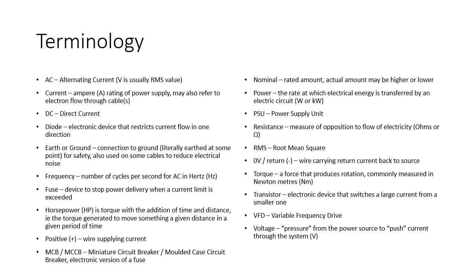Frequency, this is the number of cycles per second for AC voltages measured in hertz, typically 50 in Europe and 60 in the USA. Fuse, this is a device to stop power delivery when the current limit is exceeded. Normally, a fuse uses a piece of wire rated to melt when it gets to a certain temperature, and the temperature is related to the current going through the fuse. So it's a destructive device. Once the fuse is blown, it has to be thrown away and replaced. There are also options for MCBs, miniature circuit breakers, or MCCBs, molded case circuit breakers, or just CBs, circuit breakers. They can also be used for protection as an alternative to fuses.